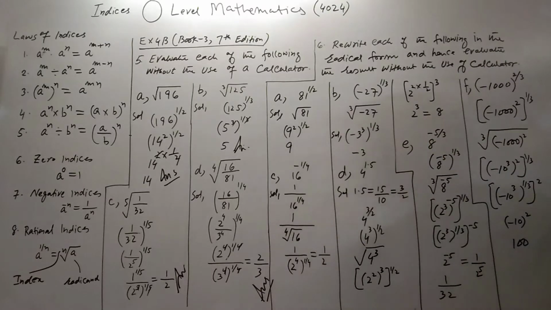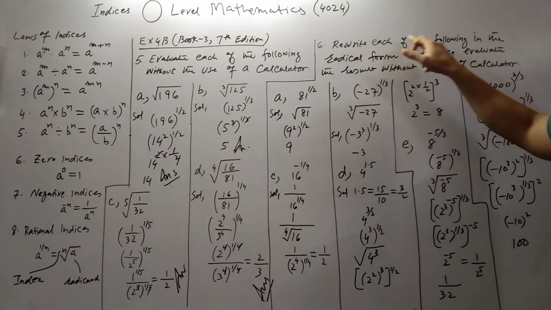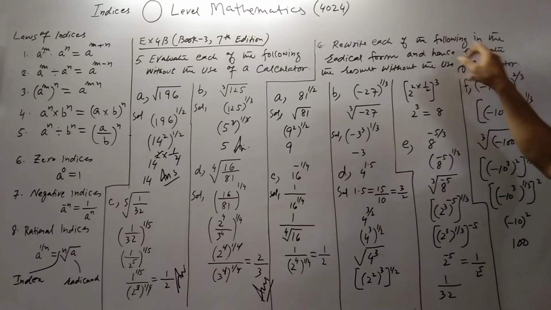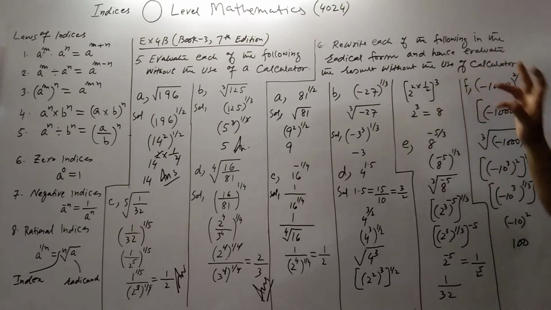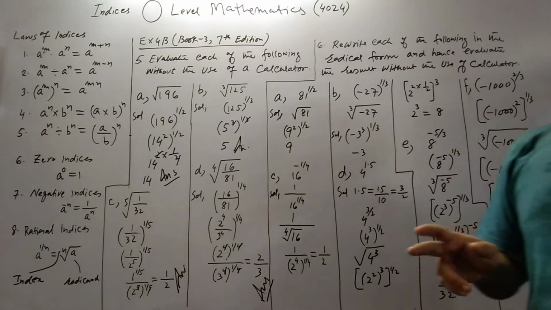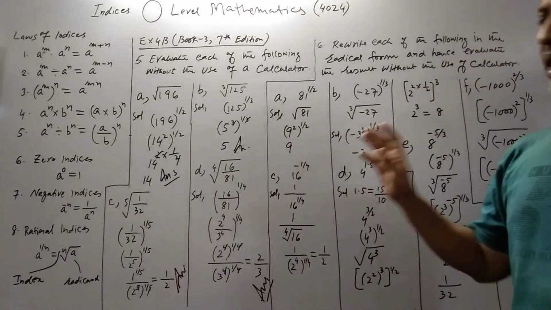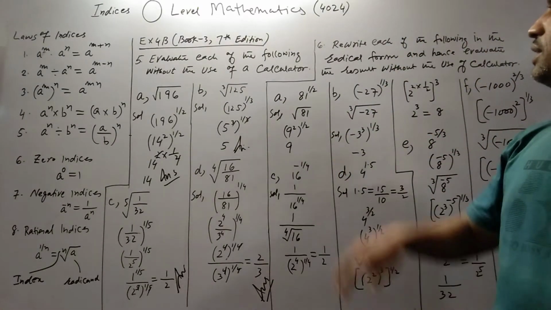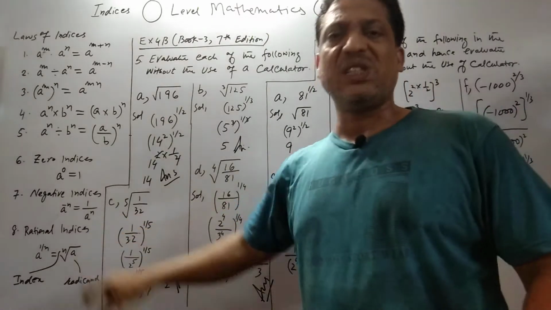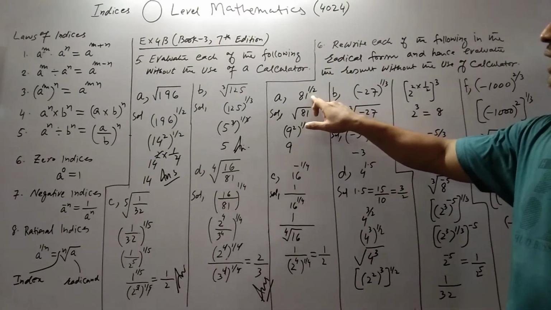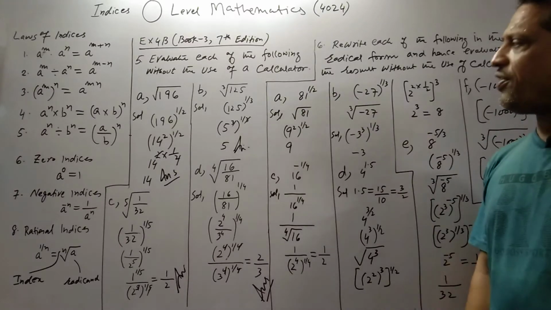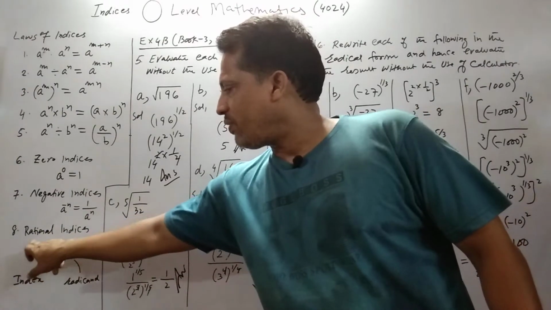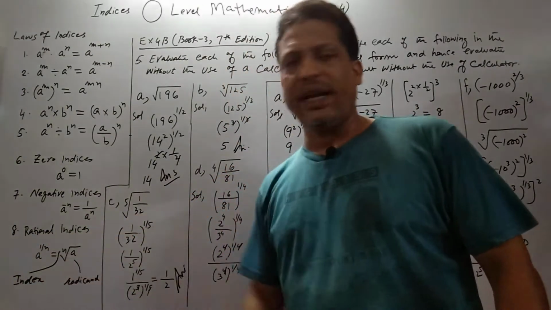See question number 6. Rewrite each of the following in the radical form and hence evaluate the result without the use of a calculator. In these questions, there are 2 requirements. One is same as we did in question number 5, and the other is to first convert the given number into radical form. It's very easy. This is 81 to the power 1/2. If we apply this law, 81 to the power 1/2, what is this? a to the power 1/n is the nth root of a.